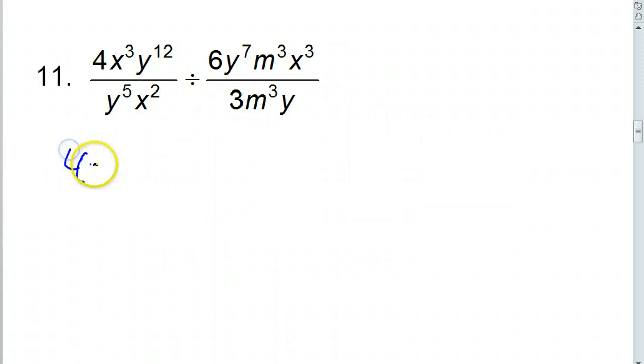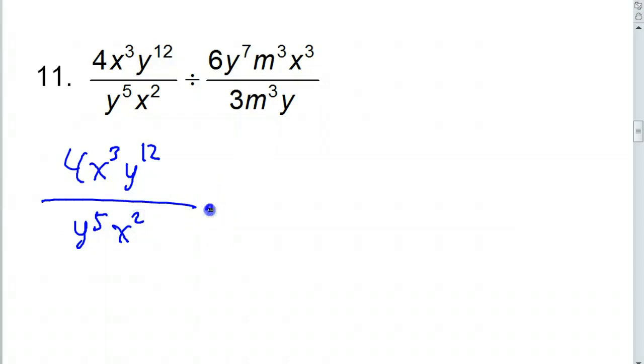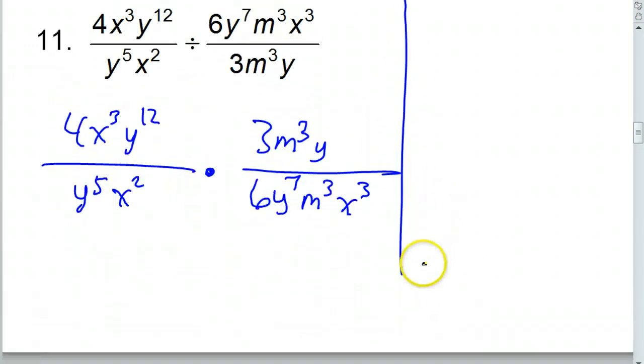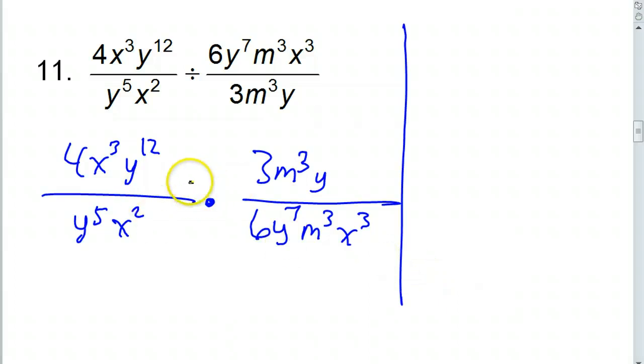So we got 4x to the 3rd power, y to the 12th power, over y to the 5th power, x squared. There's often so many ways we could do these things, and there's an argument for doing it either way. So I just pick a way and stick with it. I try to do it the way that most kids will find the simplest, and that's what I'm doing. So I'm going to go ahead and put this all together.